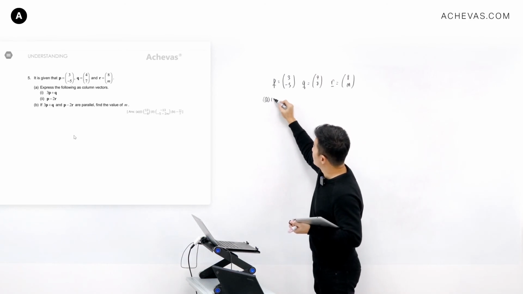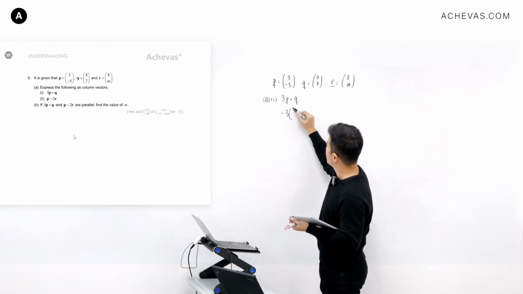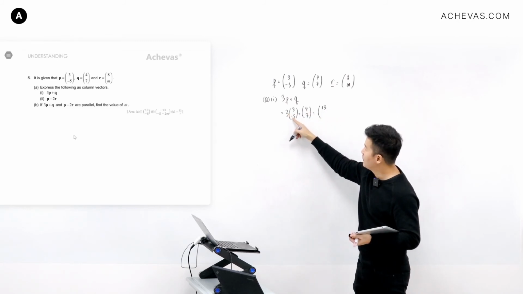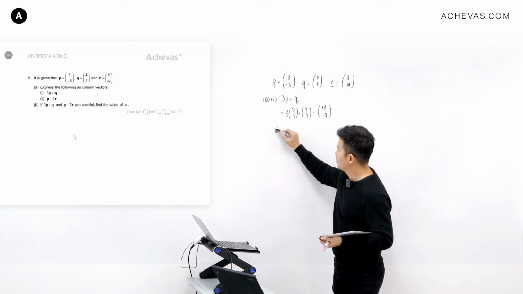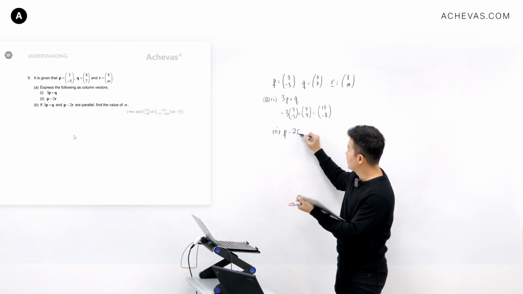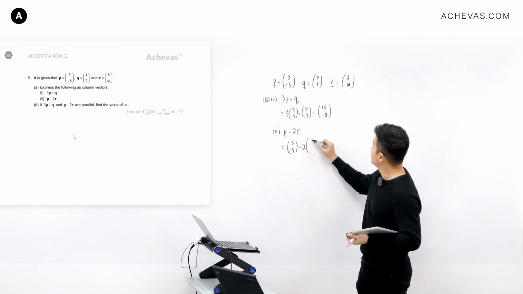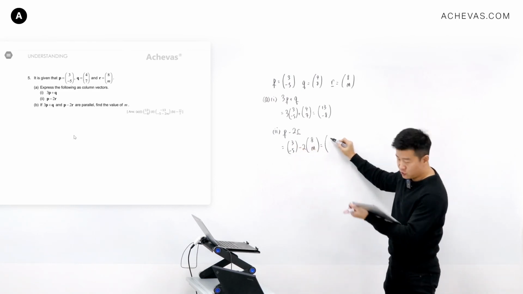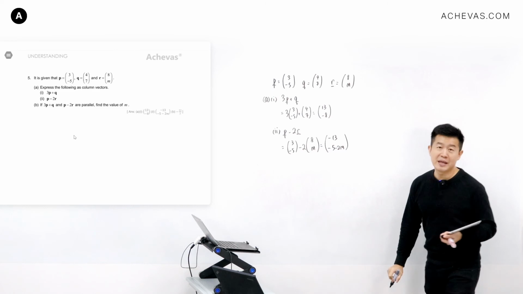So for A part 1, we are looking at 3p plus q. 3p plus q will be 3 times of 3 minus 5 plus q for 7. So this will be 9 plus 4. This is going to be 13. And it will be minus 15 plus 7. It is going to be minus 8. So 3p plus q. And in part 2, we are looking at p minus 2r. So it is going to be p, this is equal to 3 minus 5 minus 2r. R is 8m. So in column vector form, it will be 3 minus 16. 3 minus 16 is going to be minus 13. And minus 5 minus 2m. So we have p minus 2r.